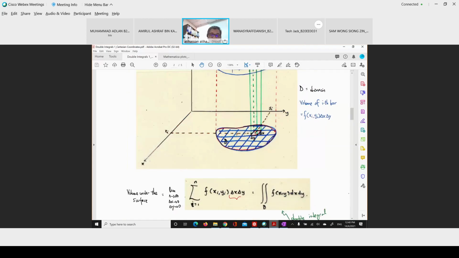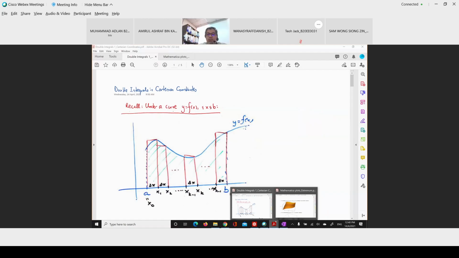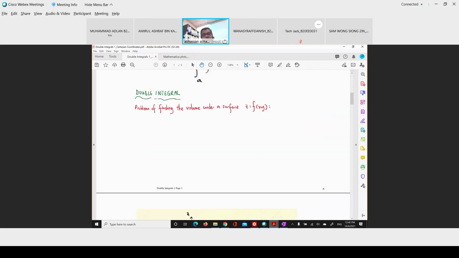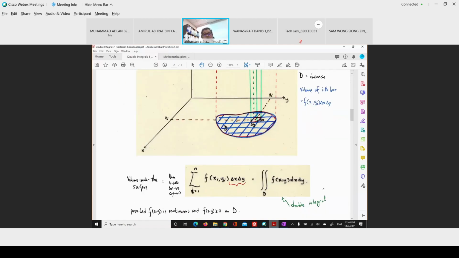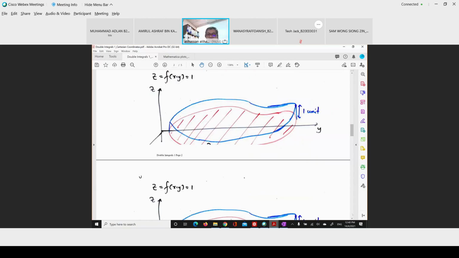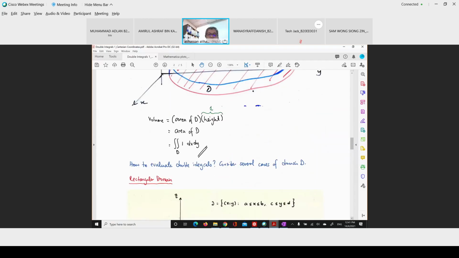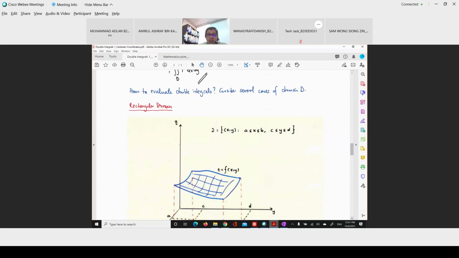Sometimes the product is also written as dA, because multiplication is commutative, right? x times y is the same as y times x. Okay, I see. Understand, sir. Thank you.